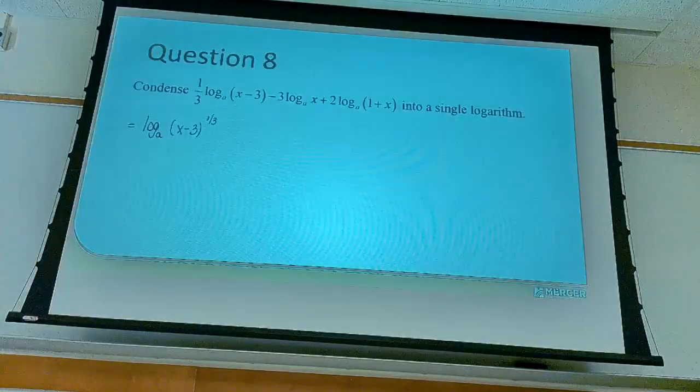So 1/3. Be careful how you say it. If you said to the third power, which would be cubed, what did you mean? 1/3. Then minus. And again, convention is to leave that as a fractional exponent instead of a cube root.